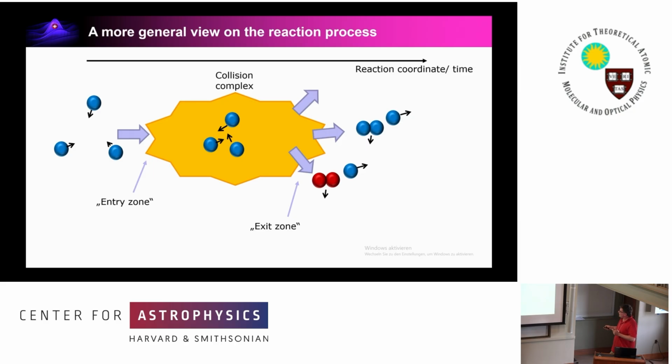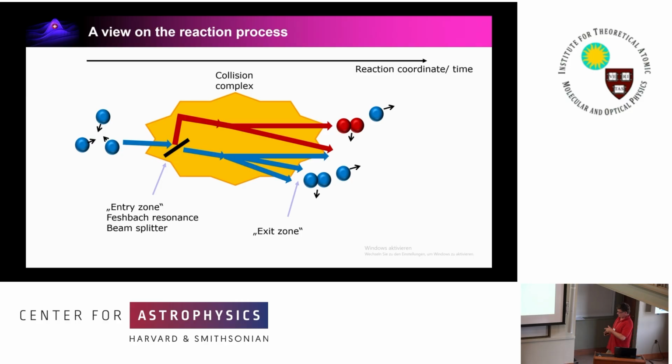And at some point, these particles will separate again, and then you have the molecules, with many channels that you can end up in. That I call the exit zone, and this is called the entry zone. And our Feshbach beam splitter was something that happened here at the entry zone.